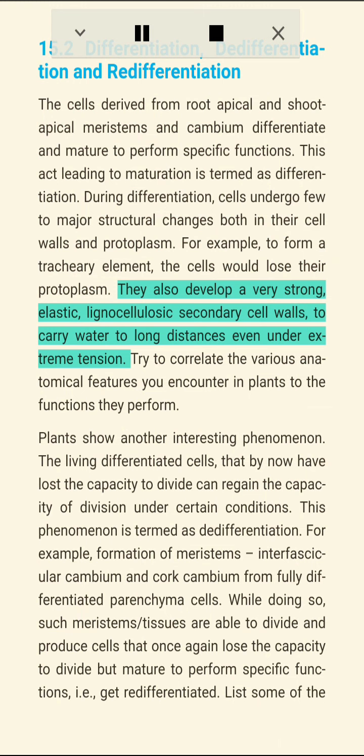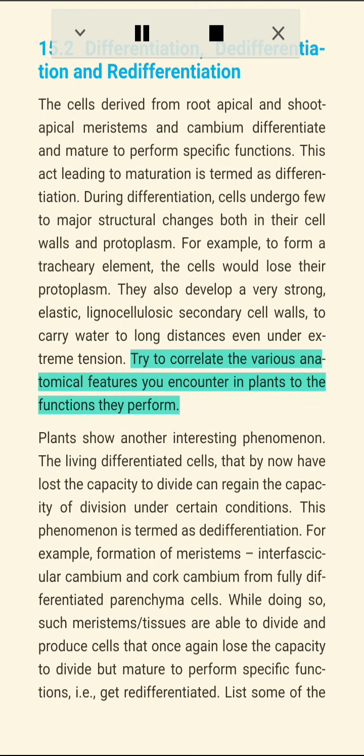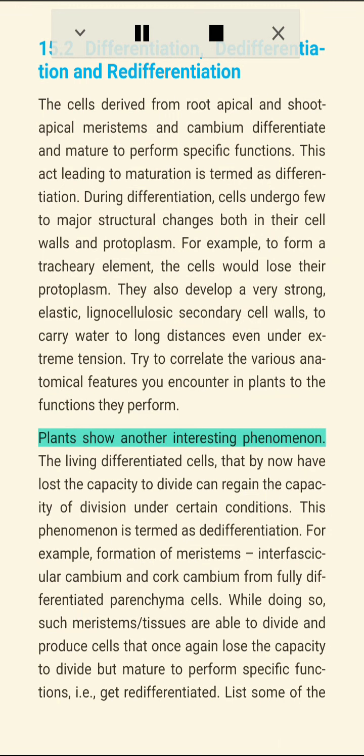For example, to form a tracheary element, the cells would lose their protoplasm. They also develop a very strong, elastic, lignocellulosic secondary cell wall to carry water to long distances even under extreme tension. Try to correlate the various anatomical features you encounter in plants to the functions they perform.